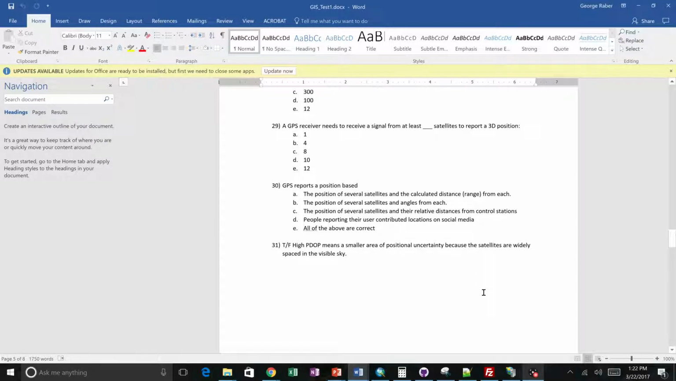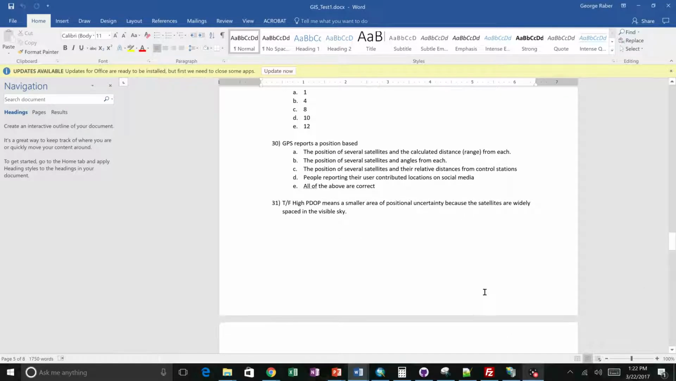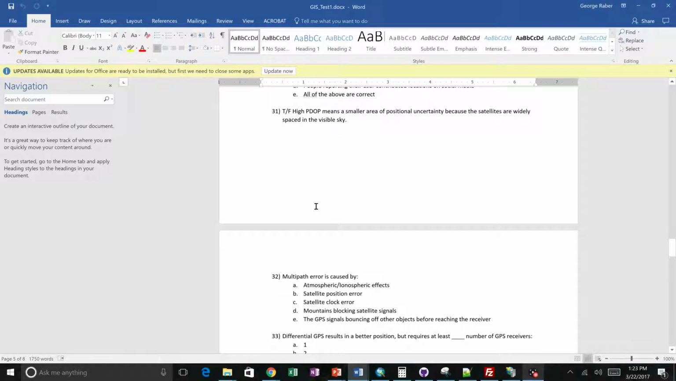A GPS reports a position based on the position of several satellites and calculates the distance range from each. So that's the correct answer there, A. It's not angles, although it probably could calculate those angles once it's calculated the range. It works through that principle called trilateration. Okay. Number 31 is true.